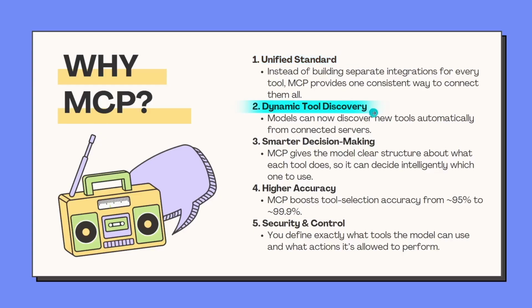Dynamic tool discovery. Models can now discover new tools automatically from connected servers. So imagine you have 5 different automations, 5 different projects. And then if you want to add some specific tool, you need to do it manually. But if you have your server and these agents, these automations, are connected with the server, you can only update the server itself. So add one tool and then this tool is available for all 5 agents, aka automations, you use.